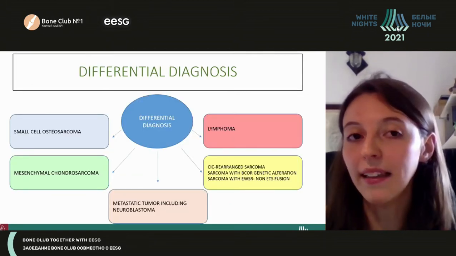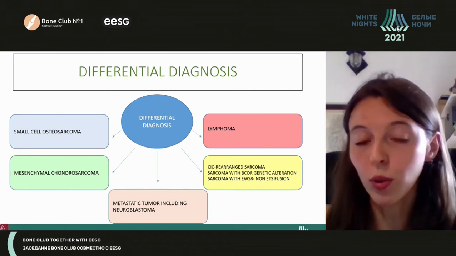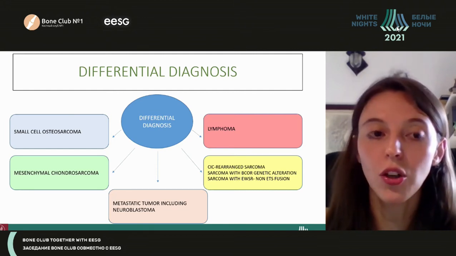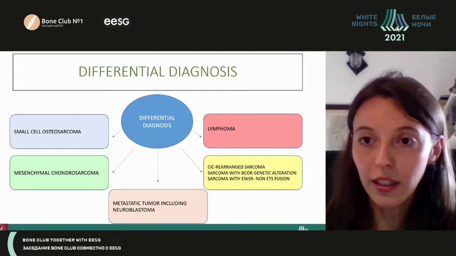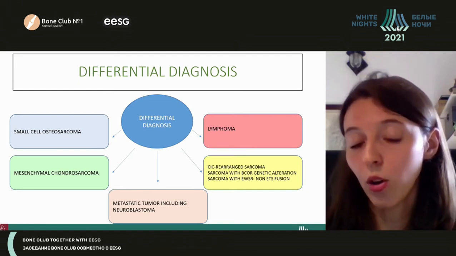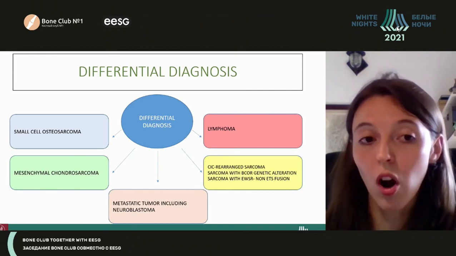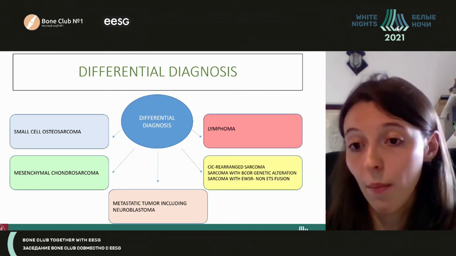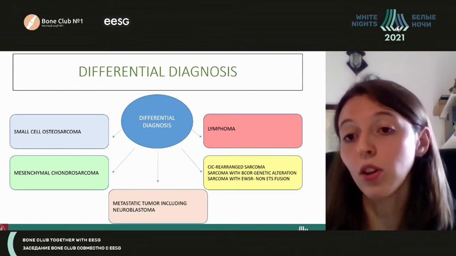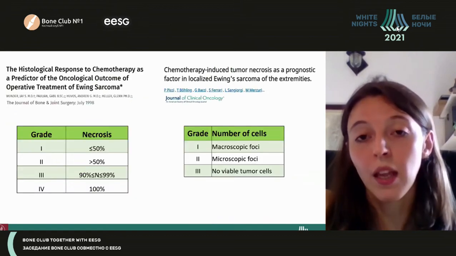So what are the main differential diagnoses to keep in mind? Of course, we need to consider the age, we need to consider the localization, but what we need to consider is, of course, lymphoma, CIC-rearranged sarcoma or BCOR sarcoma, and of course, small cell osteosarcoma and mesenchymal chondrosarcoma. If we have a little child, don't forget about the possibility of metastatic neuroblastoma.